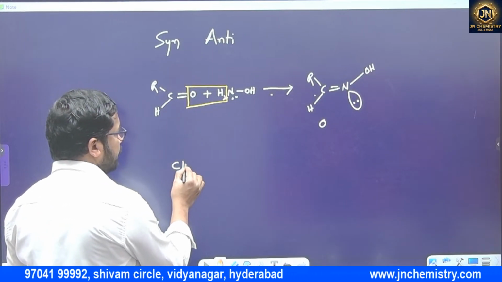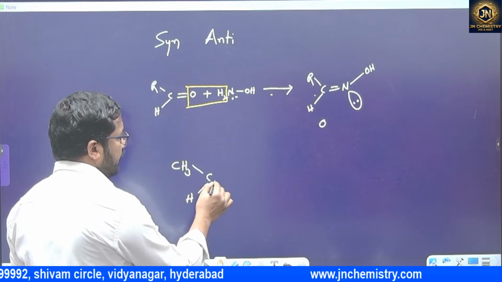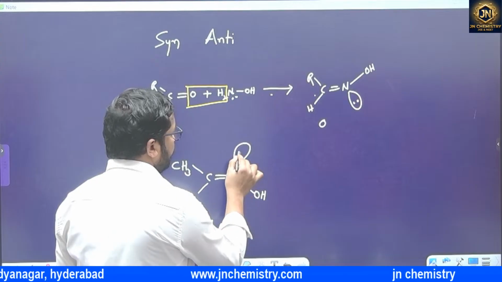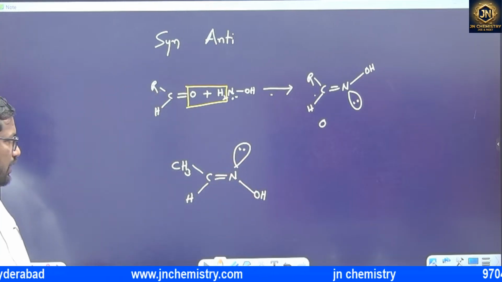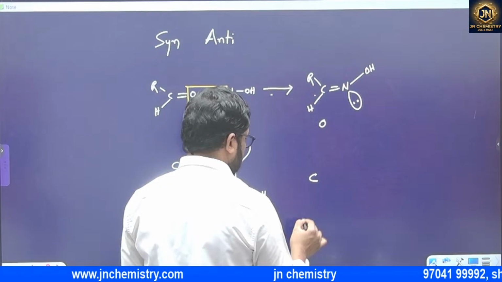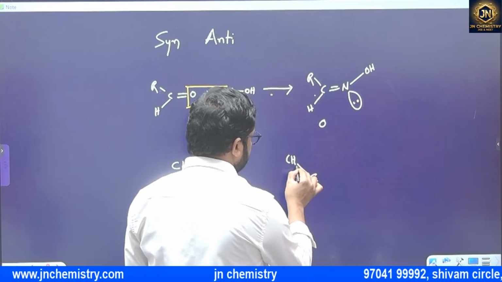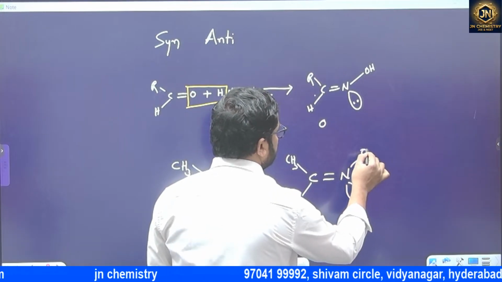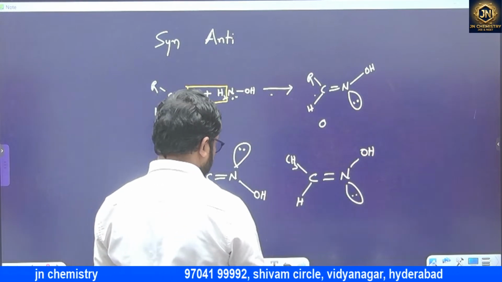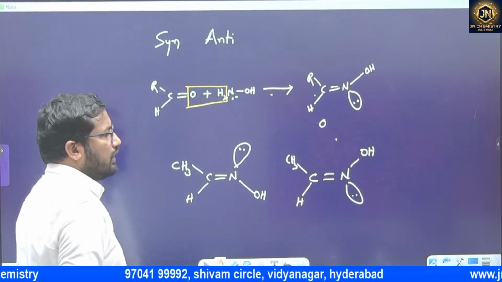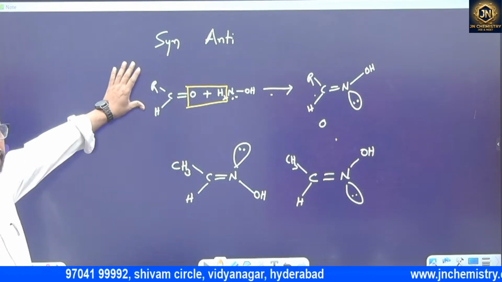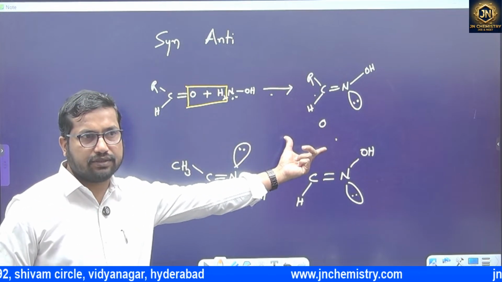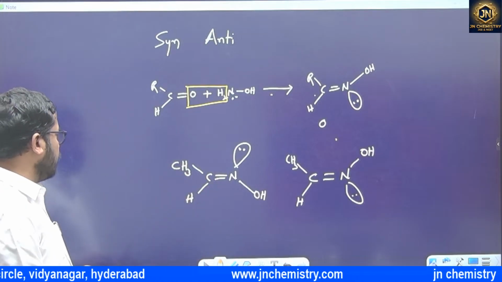For example, if I take CH3, C double bond O, H, I am directly writing it: CH3, H, double bond N, lone pair here, OH. This is an aldehyde. We have aldehydes and ketones. In the case of aldehydes, the oximes are called aldoximes. Particularly, write down one note.